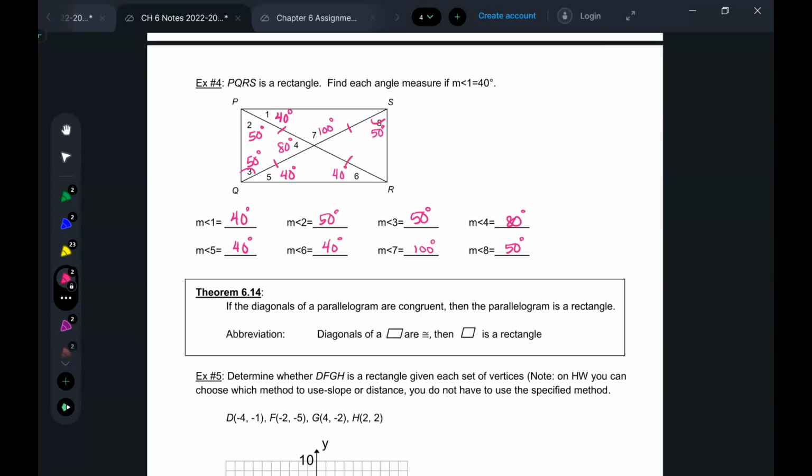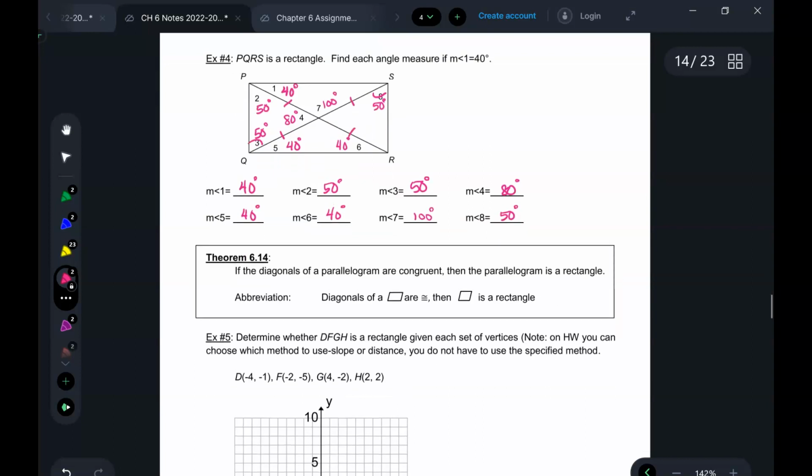Okay, this is just the converse of the previous one. If the diagonals of a parallelogram are congruent, then it has to be a rectangle. So if I give you a parallelogram and I say the diagonals are congruent, that makes it a rectangle.